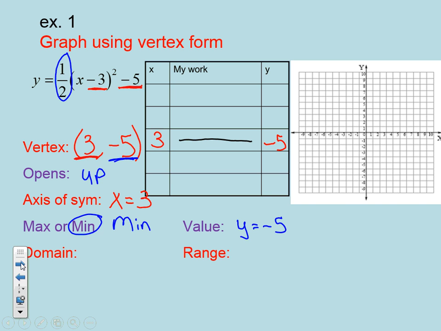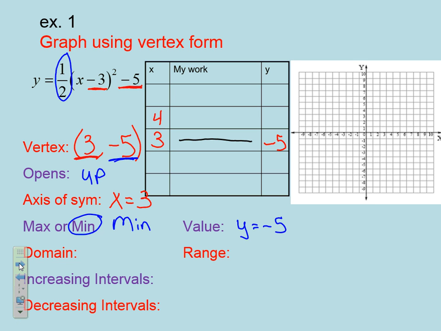Now before we can do our domain and range and increasing and decreasing intervals, we need to finish our table and graph. So I'm going to do two numbers that are higher than 3, two numbers that are lower than 3. So we're going to use 4, 5, 2, and 1. And then I'm just going to plug them into the original equation. So 1/2 parenthesis 4 minus 3 squared minus 5. Type that into your calculator. You're going to get -4.5.